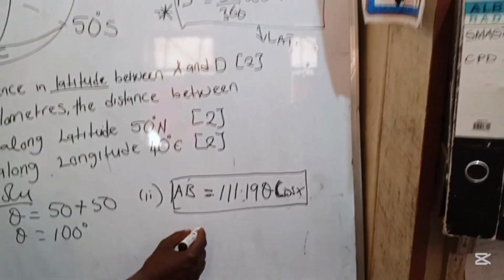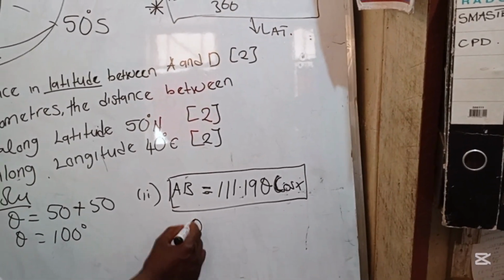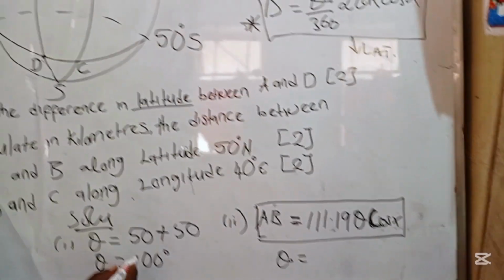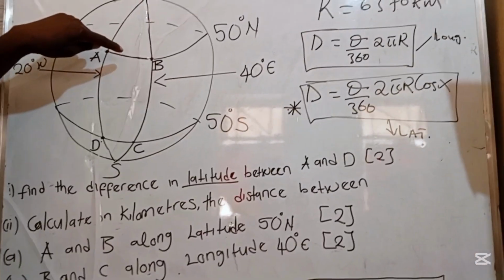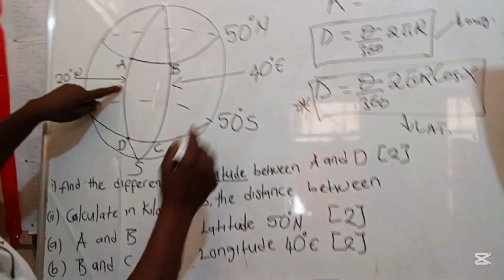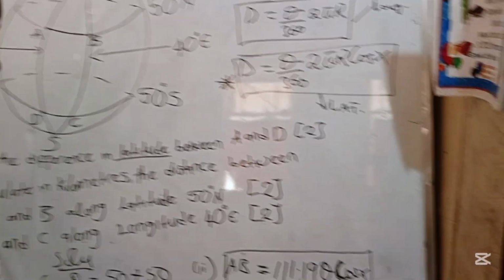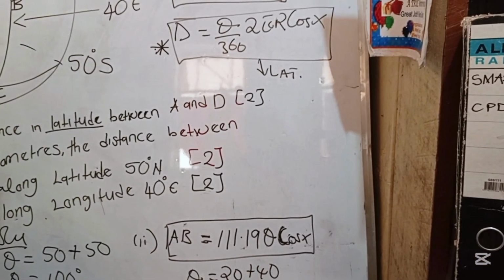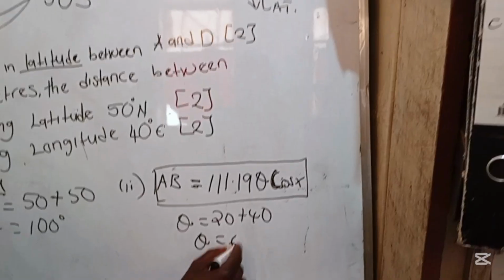How do I get AB? First of all I should find the theta, because it is in the formula. So I should find the theta between these two. For AB, here it is 20 west, the other one is 40 east. So when you add 20 plus 40, you agree with me that theta is equal to 60.